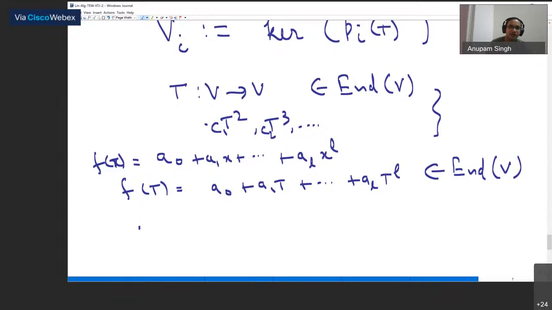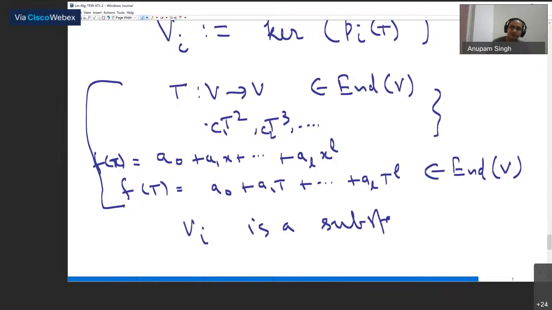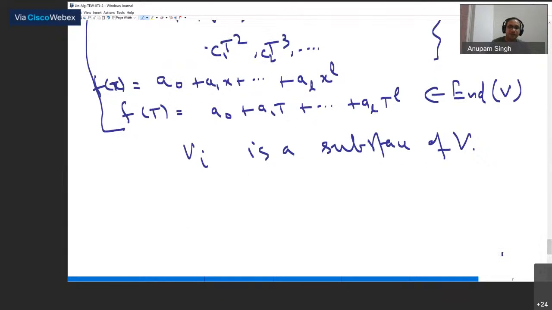So now, okay, this part is just an explanation. Let's go back to the proof. So I have now defined what I call subspaces. So clearly, Vi is a subspace of V, right? After all, it's the kernel of something, so it's a subspace clearly, right?